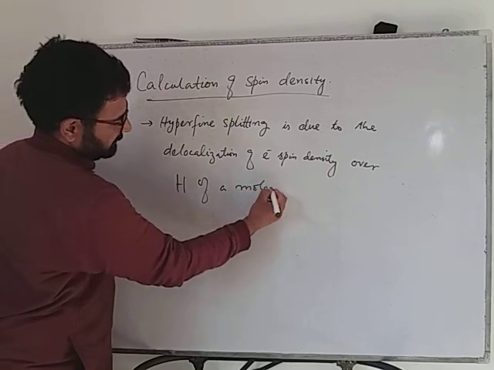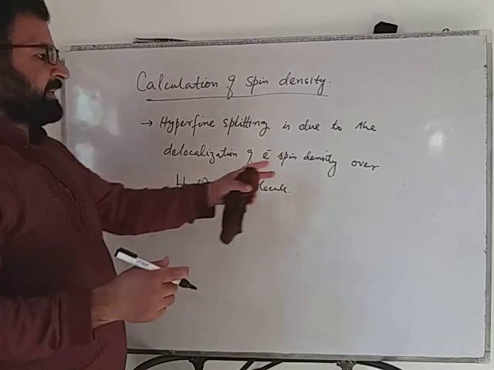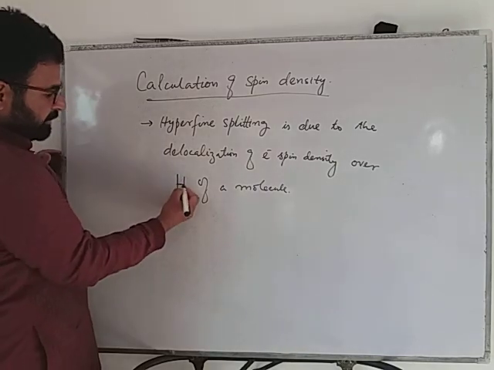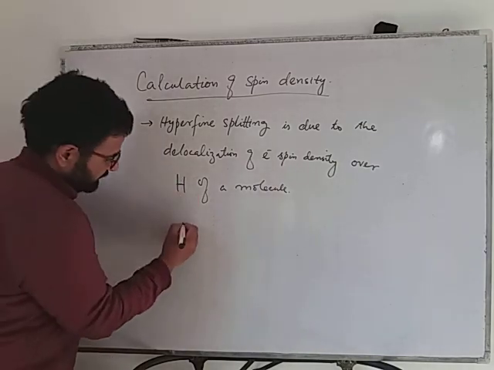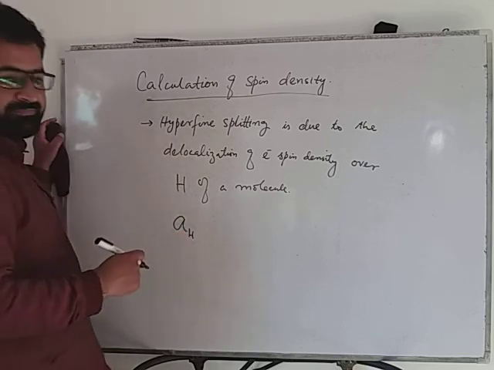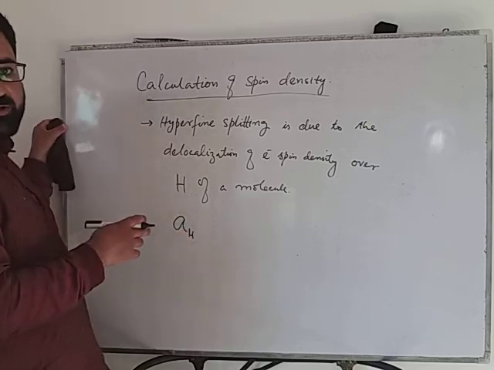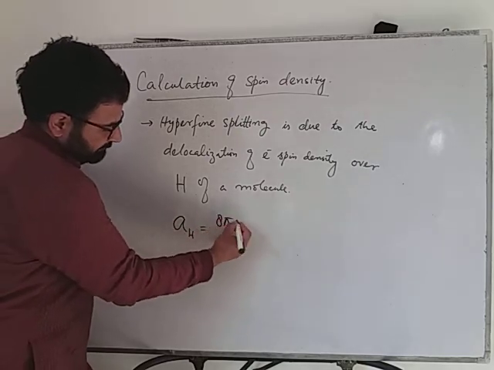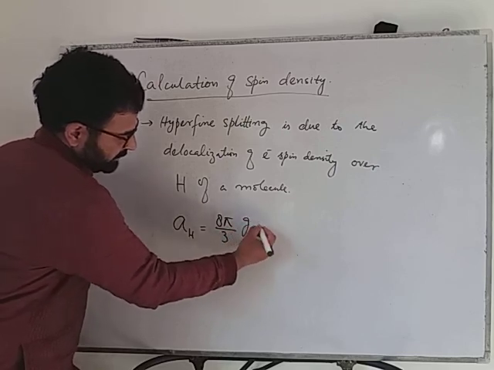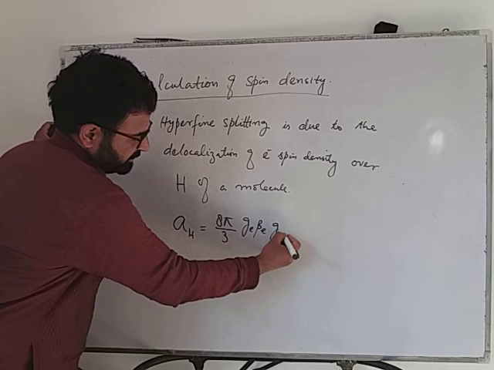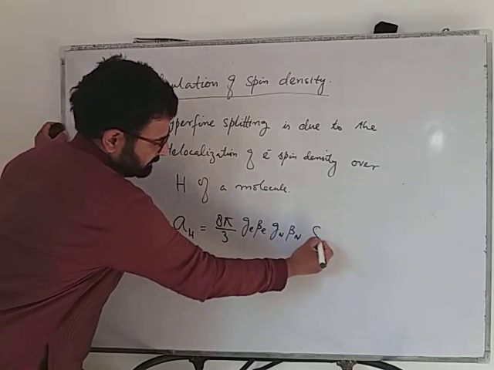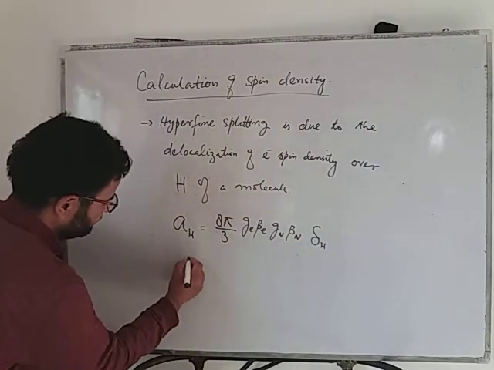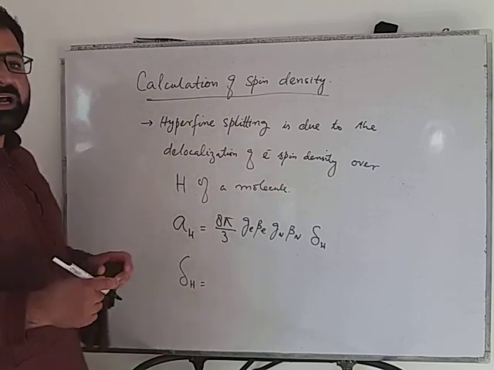Okay, if we have a molecule in which the electron spin density is delocalized over the proton, that is hydrogen, then the hyperfine coupling constant AH due to the delocalization of electron spin density over hydrogen will be given by 8 pi by 3 GE beta E GN beta N delta H. Here delta H is equal to the electron spin density.